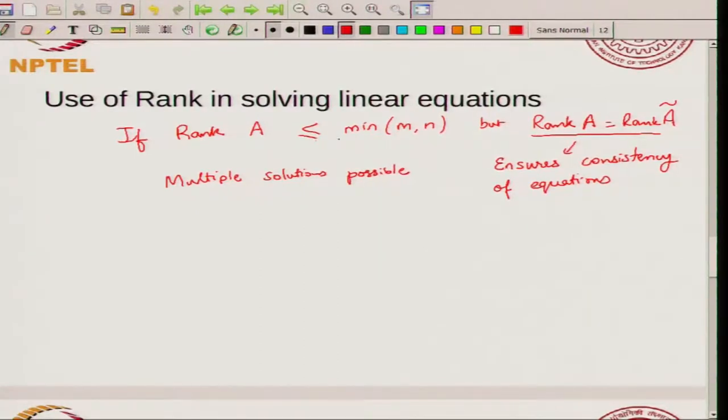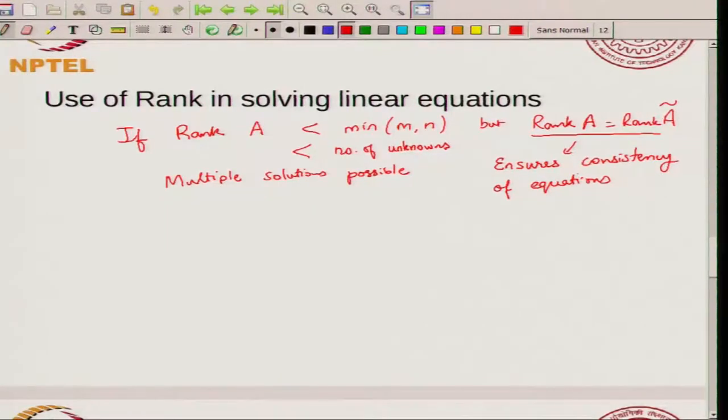So if the rank of A is strictly less than the number of unknowns, then you have multiple solutions possible. What I meant to say here is that it should be strictly less. We'll see examples of this over the next few lectures.